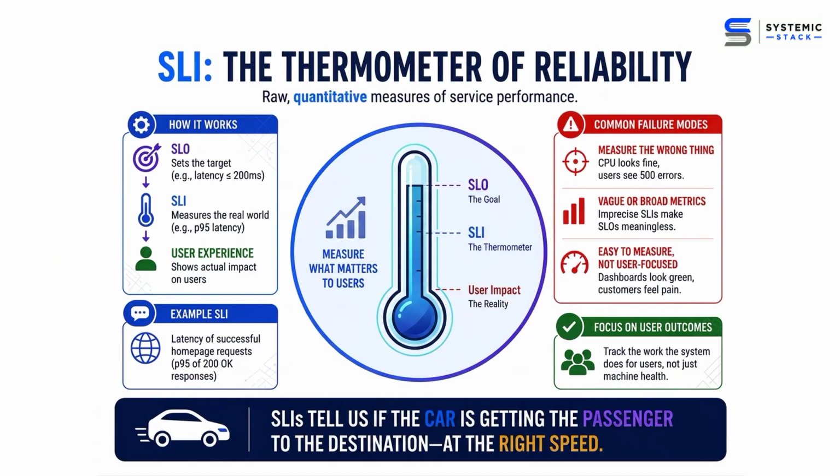To have an SLO, you need an SLI, which is the service level indicator. This is the raw, quantitative measure of some aspect of the service. If the SLO is the goal, the SLI is the thermometer. For example, if your goal is to be fast, your SLI might be the latency of successful homepage requests. You have to be very specific here. What matters here is that if your SLIs are poorly defined, your SLOs become meaningless. A classic failure mode is measuring the wrong thing, like looking at CPU usage instead of request success rate.